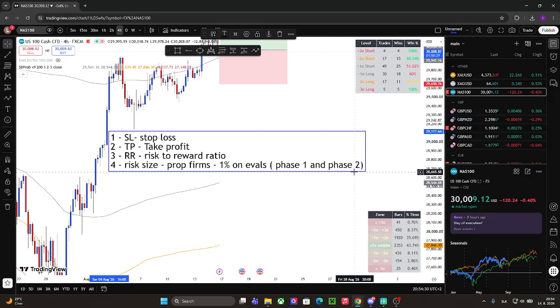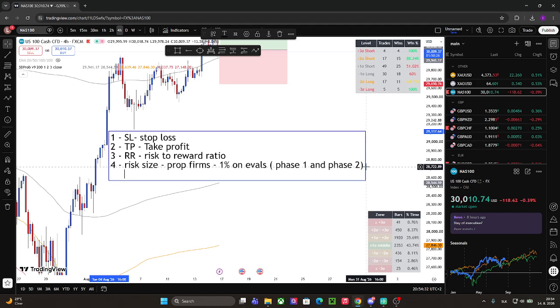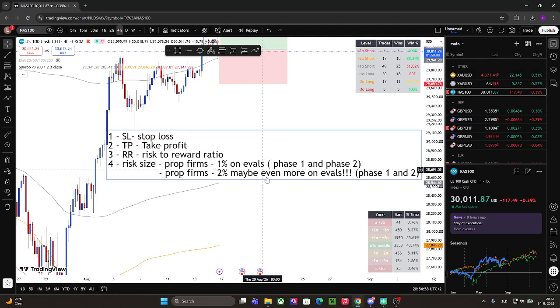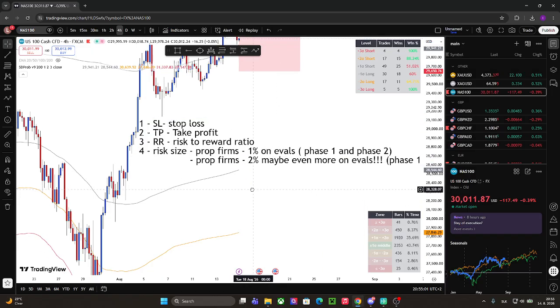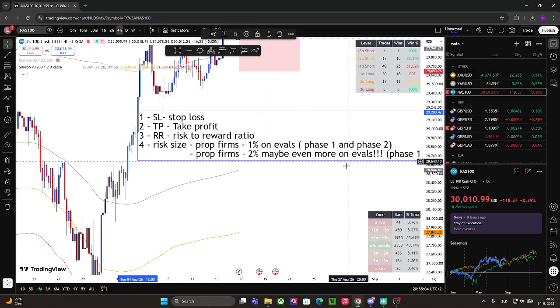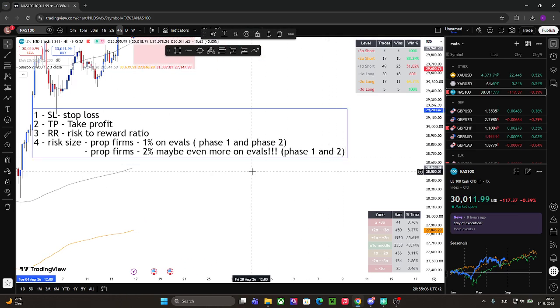But I don't really like this idea. What I would recommend for prop firms is to risk 2% or maybe even more on evals. Only on evals. Okay, so that's risk management as for risk size.